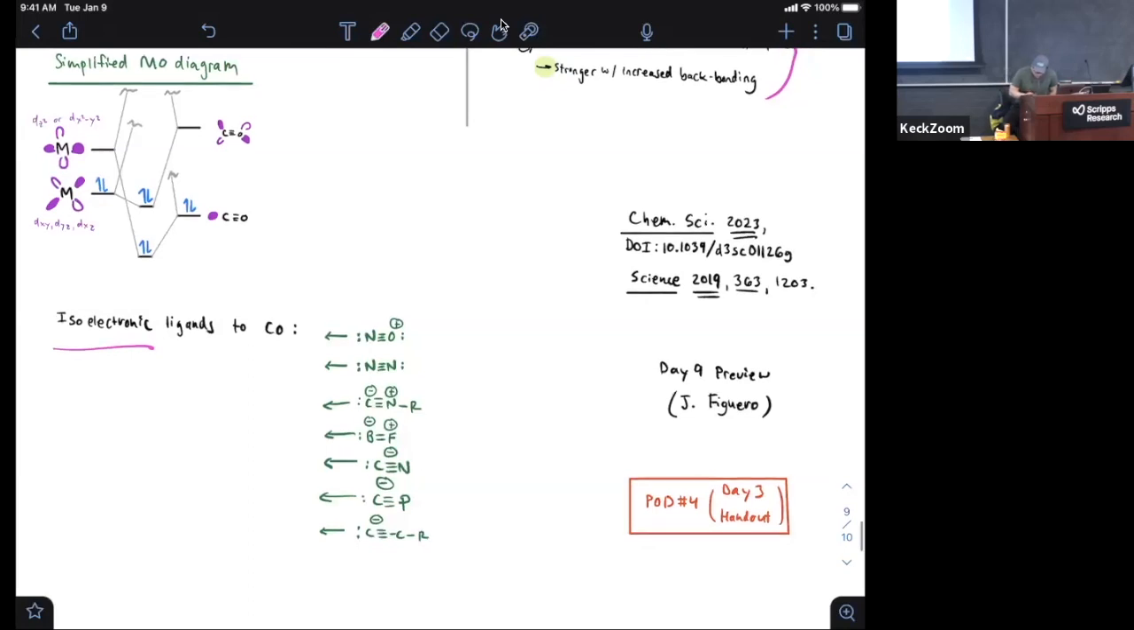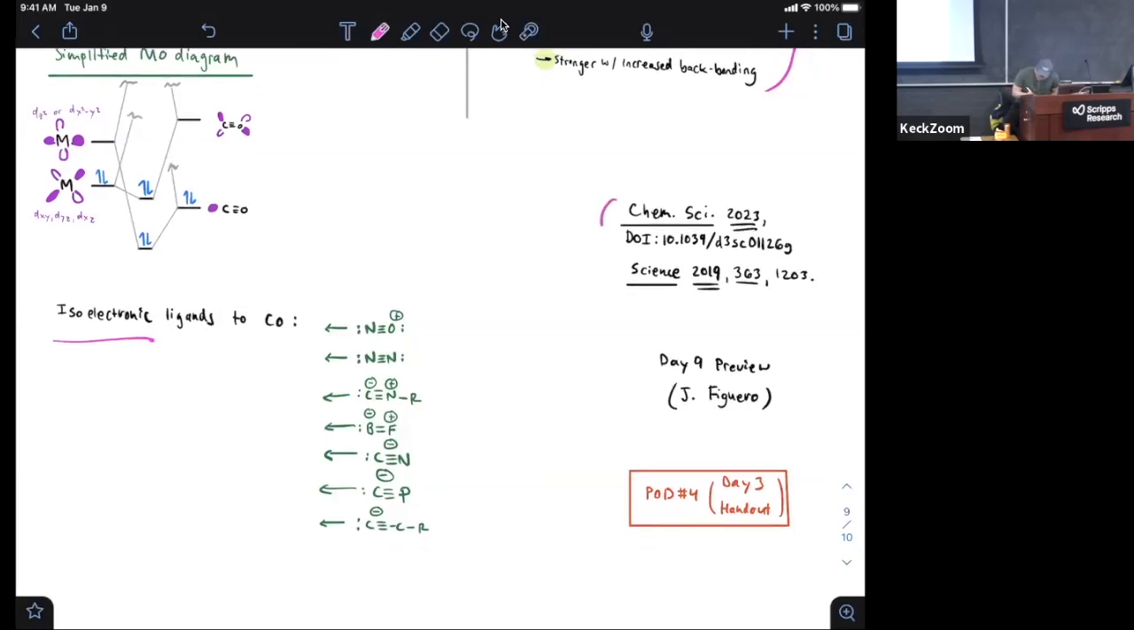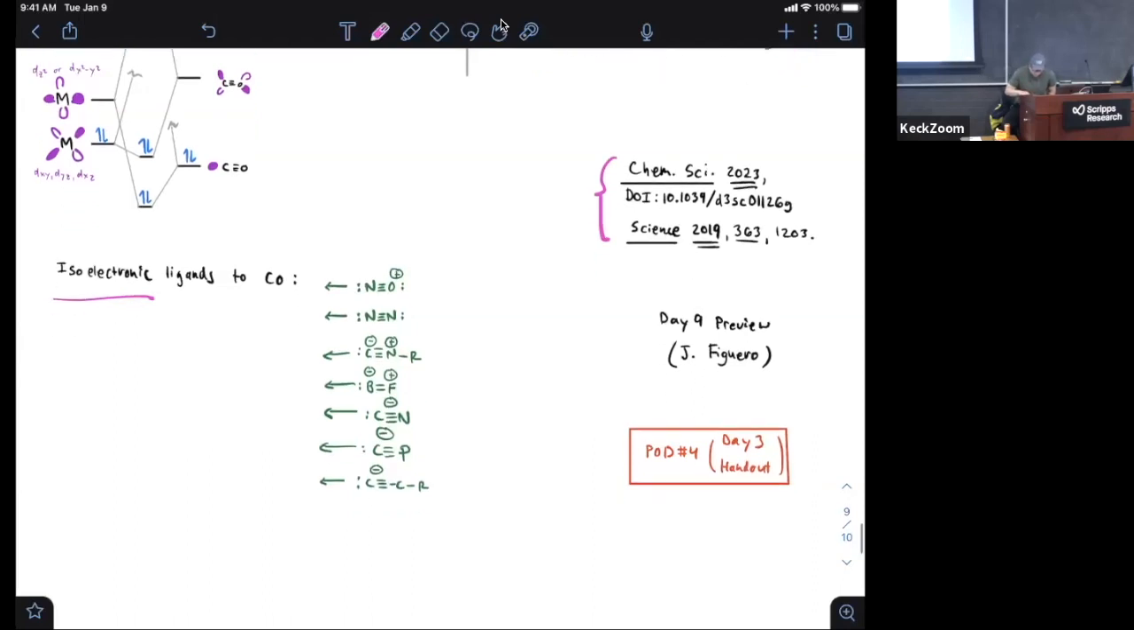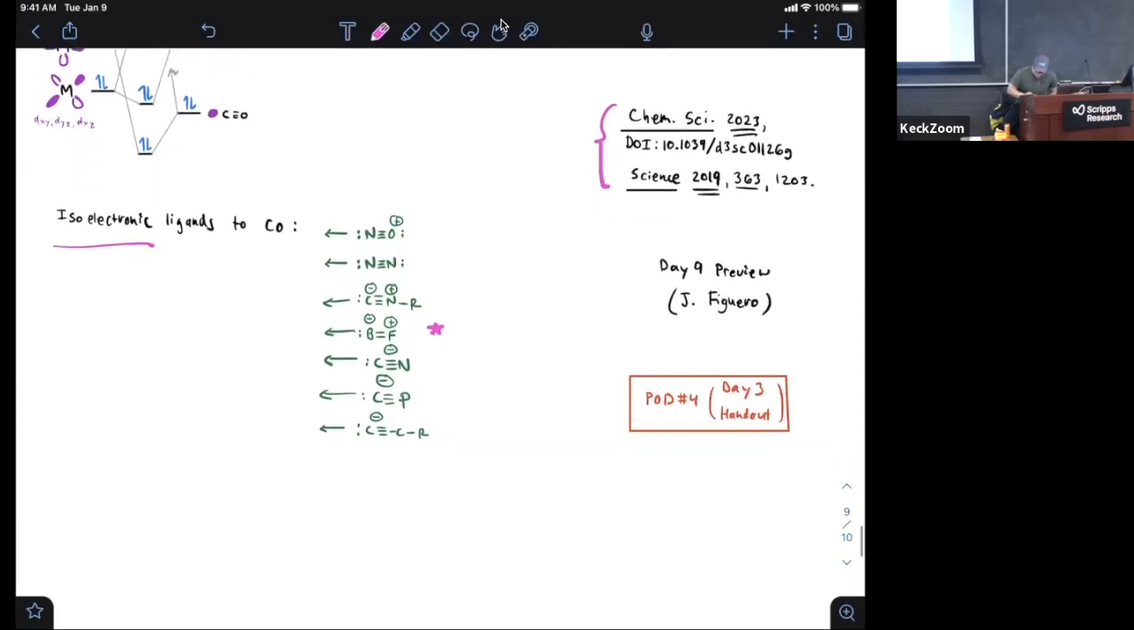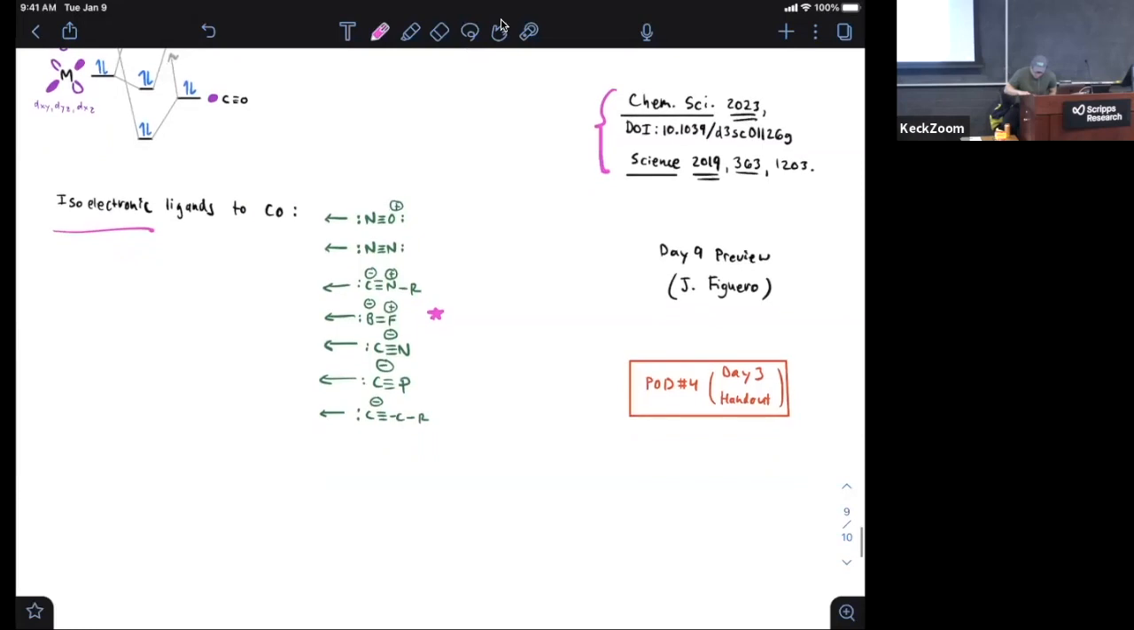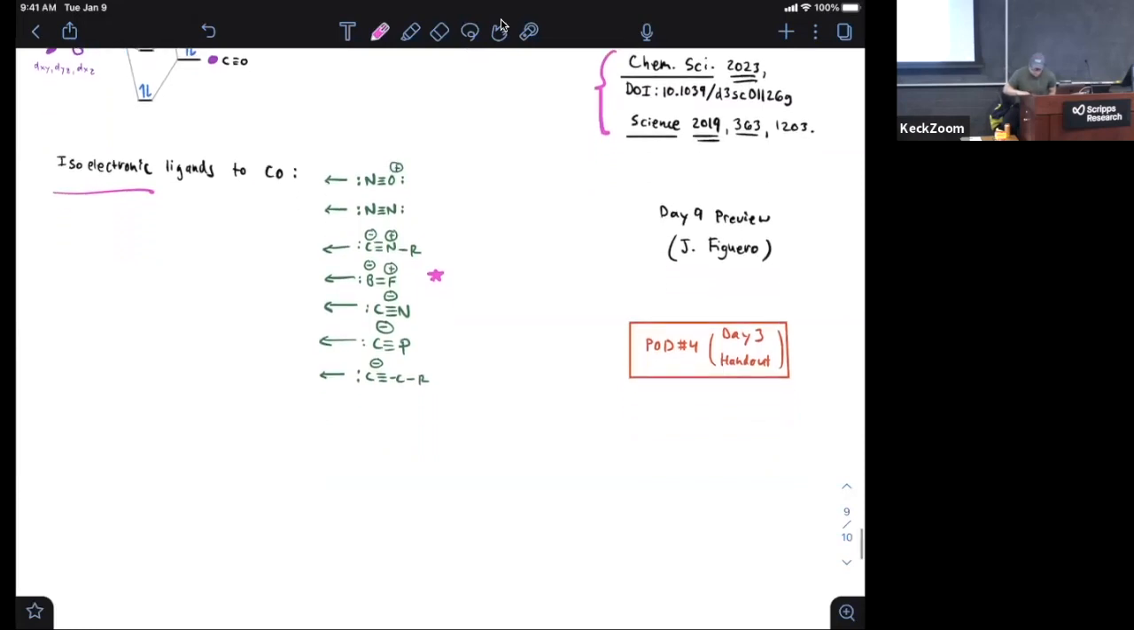I put this in here as a preview, so these references will be included in your readings for today. Our neighbor, Josh Figueroa at UCSD, will be one of the guest lecturers for day 9. He has done some really pioneering work on some of the more exotic isoelectronic ligands to CO, including this interesting linear BF ligand that we'll get to hear about in his lecture.